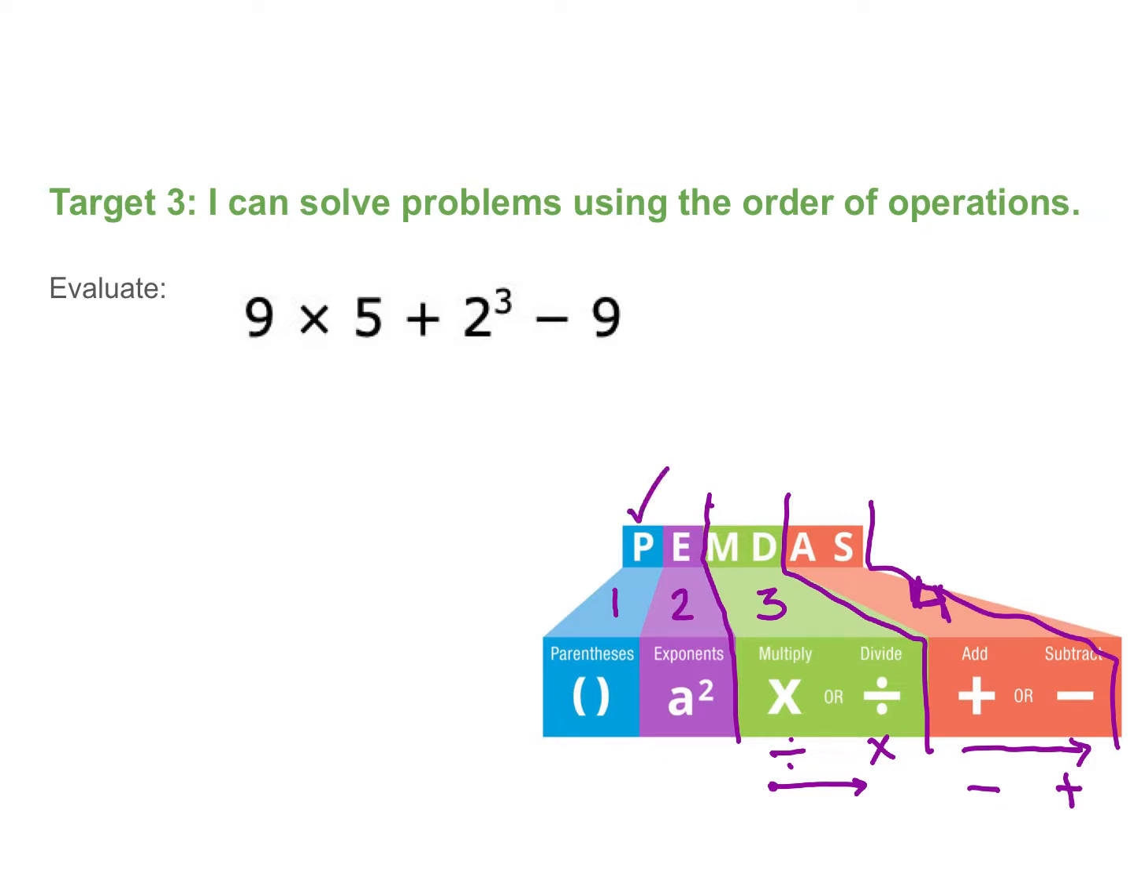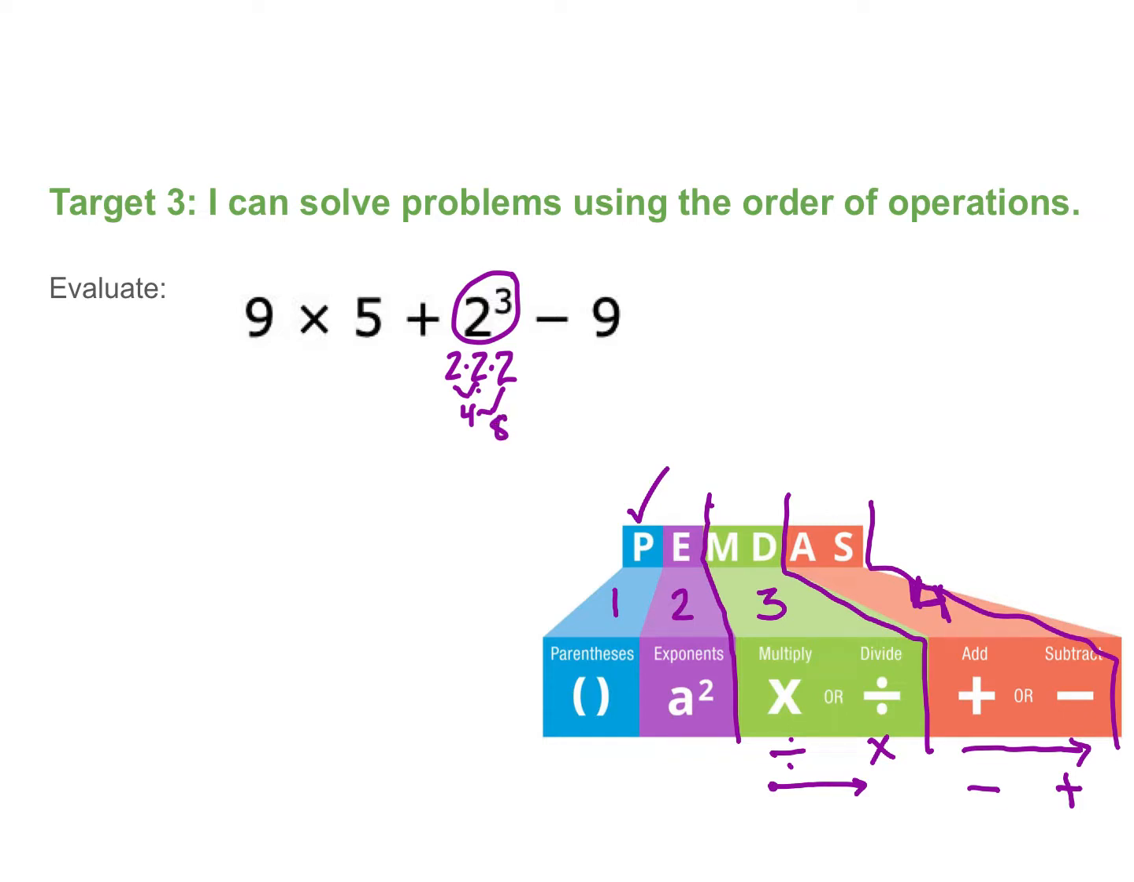All right, so if I do this first problem, I'm looking for parentheses, and I don't see any. So I'm just going to say check. My parentheses are done. So I'm going to move on to step 2, exponents. I do see an exponent. I see 2 to the third power. So I'm going to do that problem. Remember, 2 to the third power means a 2 multiplied by itself 3 times. 2 times 2 is 4. 4 times 2 is 8.